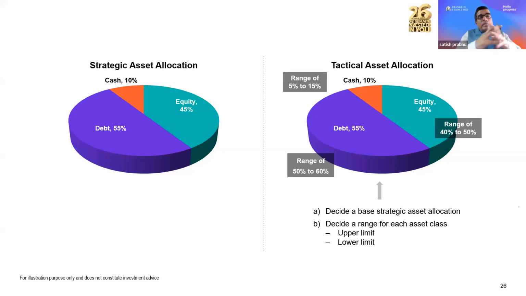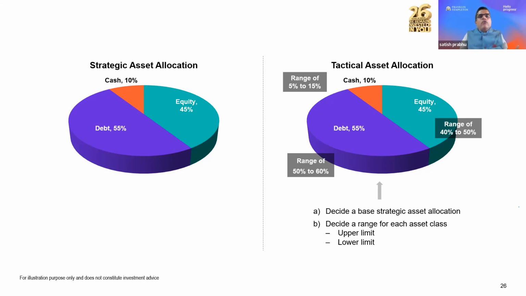Now, over that, if you want to add a tactical allocation, I'll explain to you what is a tactical allocation. A tactical allocation is when at the spur of the moment, looking at the external situation, you want to take a higher exposure to a particular asset class. And I'll give you an example of both equity and debt.